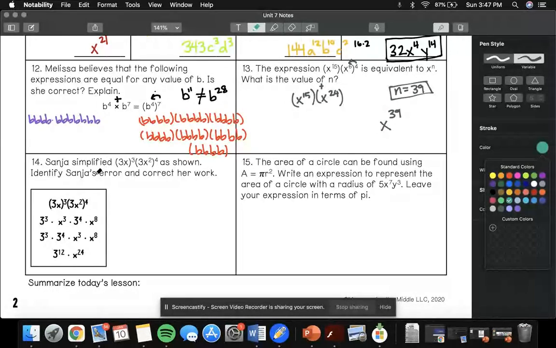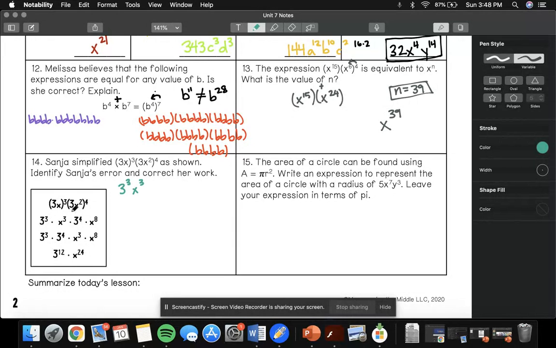All right. Sandra simplified 3x to the 3rd, all raised to the 3rd, times 3x to the 2nd, all raised to the 4th power. She made a mistake somewhere, so we're going to try and figure out where her mistake was. Okay. So the way I kind of do these is I just do them the way I would do it and then just kind of go with that. So I have 3x raised to the 3rd power. So I could write 3x 3 times, or just know 3 is being multiplied by itself 3 times, and x is also being multiplied by itself 3 times. So when I look at her work, it looks like she's good so far.